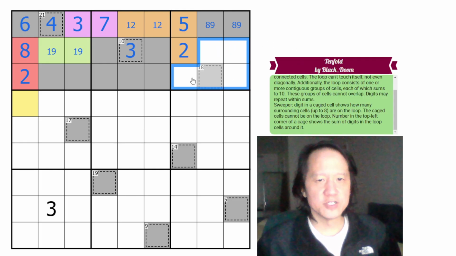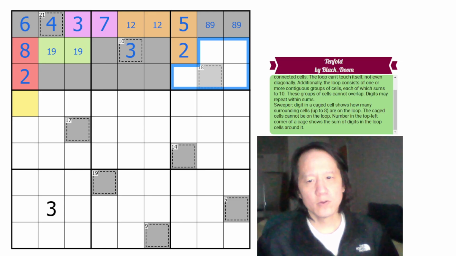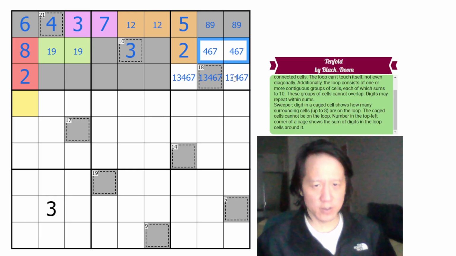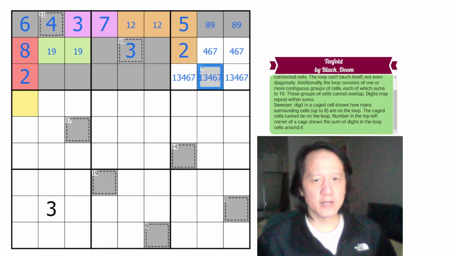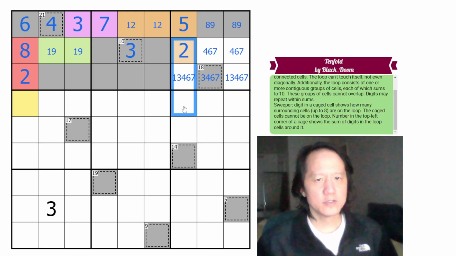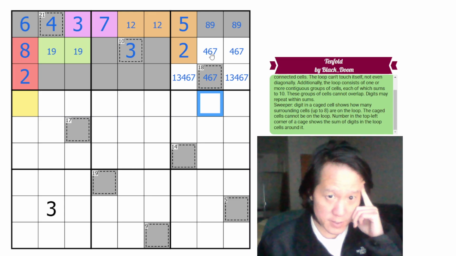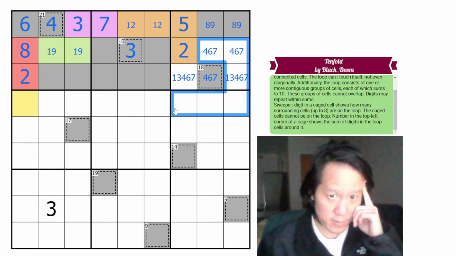What are the rest of the digits here? It has to be 1, 3, 4, 6, and 7. 3 and 1 can't be here. This obviously cannot be 1 digit that surrounds it, that adds up to 18. And this is 2, and then we have a minimum 10. So this would be 12 if you have 2 digits, but it can't be 3 digits that add up to 18. So it could be 4 digits adding up to 18. It could technically be 6 digits adding up to 18.